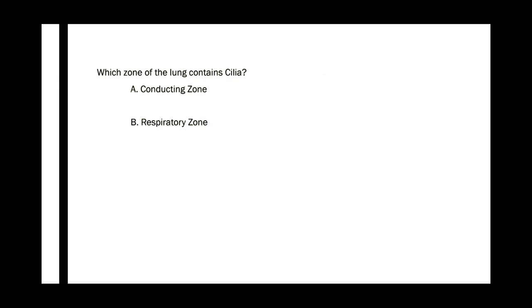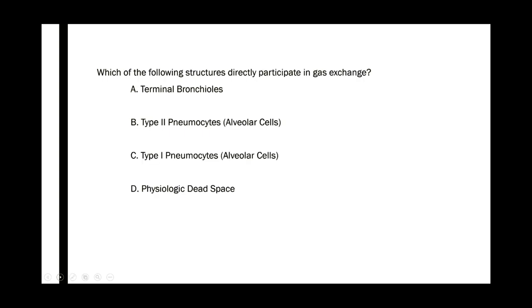Okay, which zone contains cilia? So remember that mucociliary escalator, which zone was it in? Conducting zone. Okay, which of the following structures directly participate in gas exchange? Not terminal bronchioles. Remember, only respiratory bronchioles can participate in gas exchange. It's not type 2 pneumocytes, but what are two very important functions? Surfactant production and regenerative capacity.